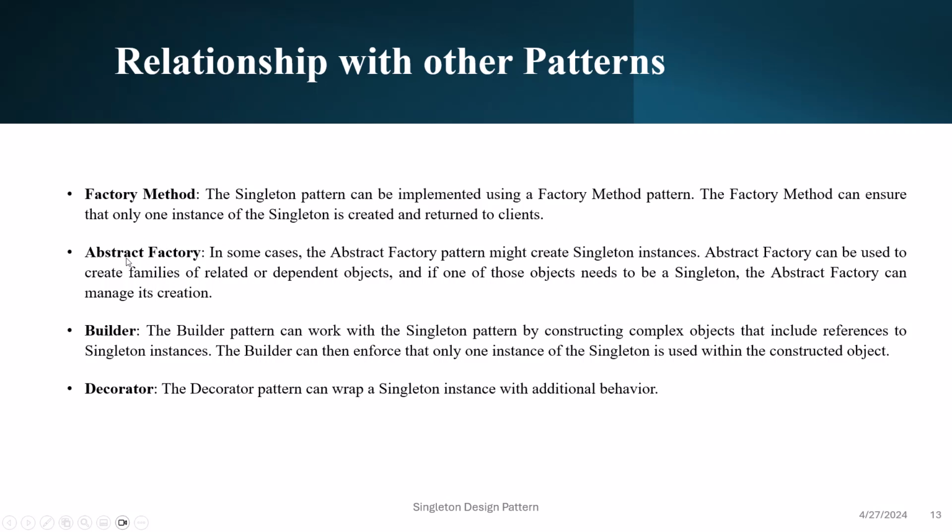We can also use the singleton with others, like abstract factory. In some cases, the factory method might create singleton instances, and abstract factory can be used to create families of related or dependent objects. These types of factory patterns we will see in our coming videos, so we will get more idea about it. And here, if one of those objects needs to be a singleton, then abstract factory can manage the creation of it, right?